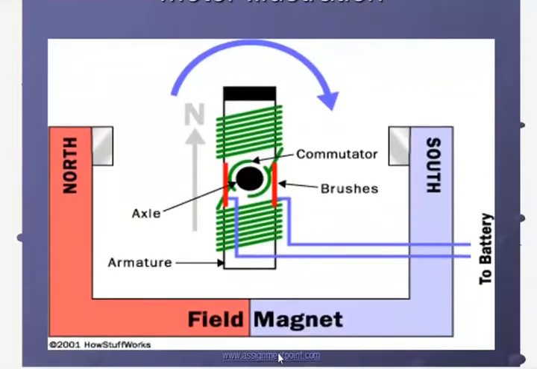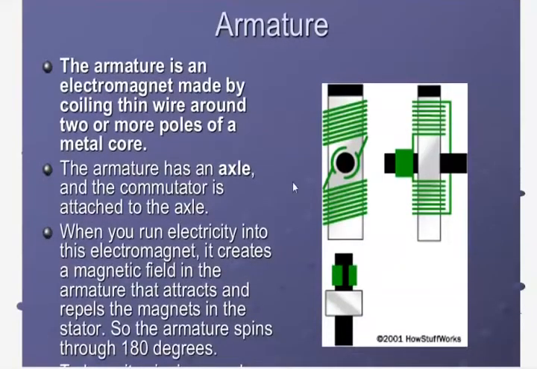Okay, now try to understand what an armature is. An armature is an electromagnet made by coiling thin wire around two or more poles of the metal. The armature has an axle, and the commutator is attached to the axle.